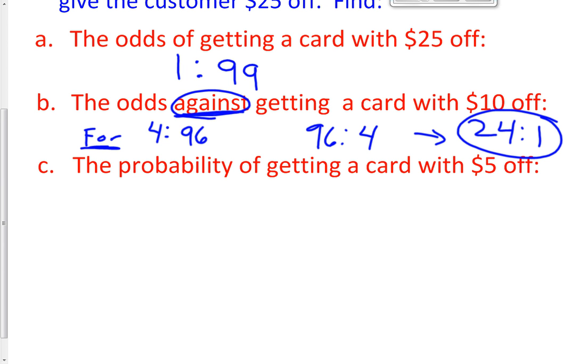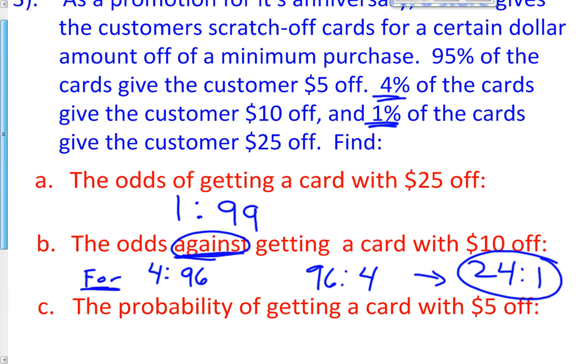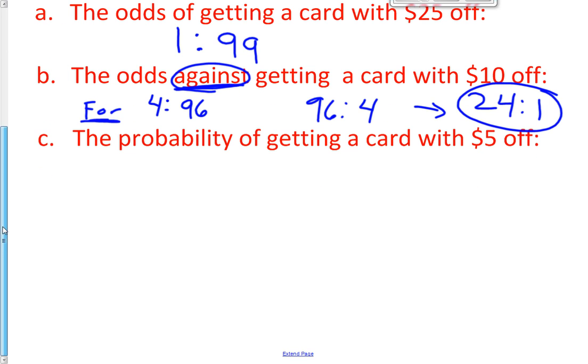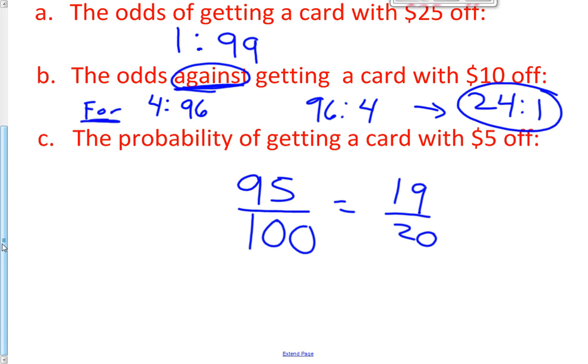Find the probability of getting a card with $5 off. You're likely to get a card with $5 off because 95% get that card. So 95, and this time it's probability, so don't put the colon here. You're going to want to put the fraction instead. It's 95 over a total possible outcomes of 100%. So 95 over 100 is the same thing as 19 over 20. So there's the correct answer for question letter C.